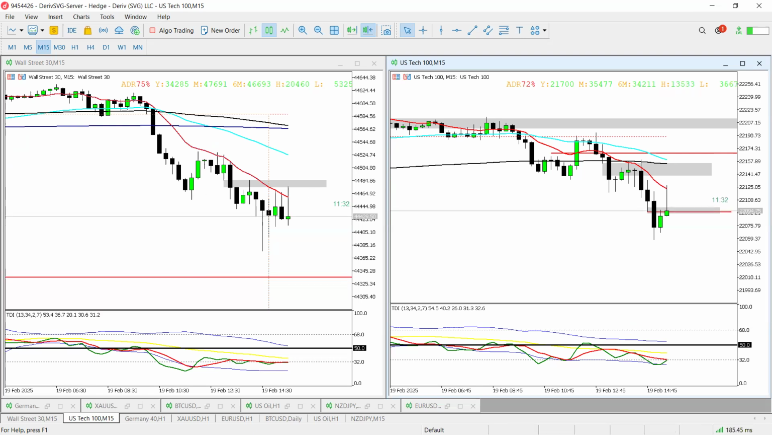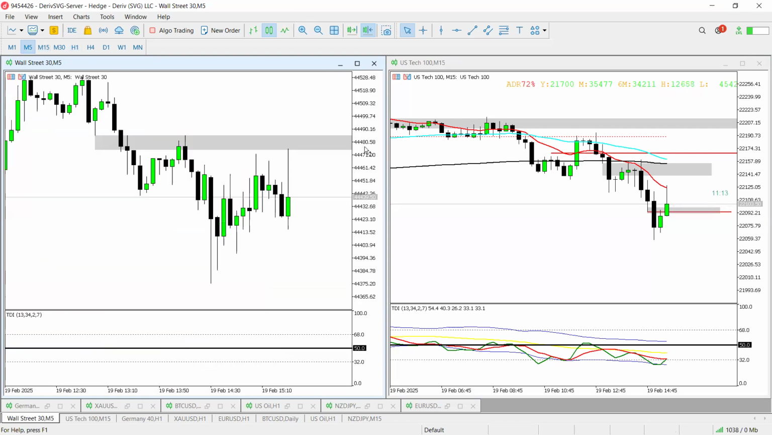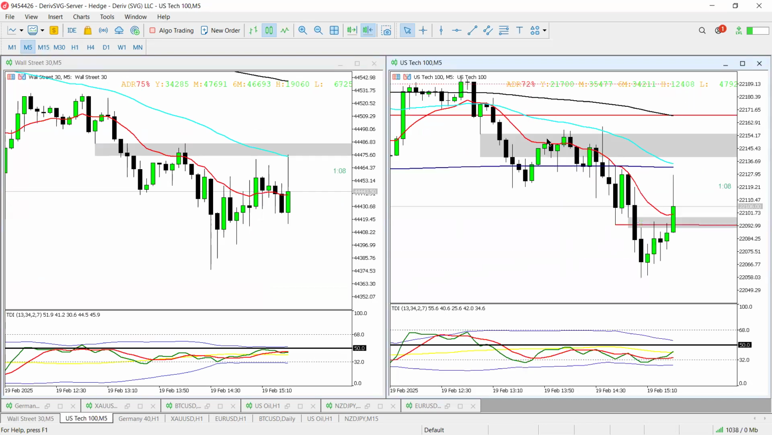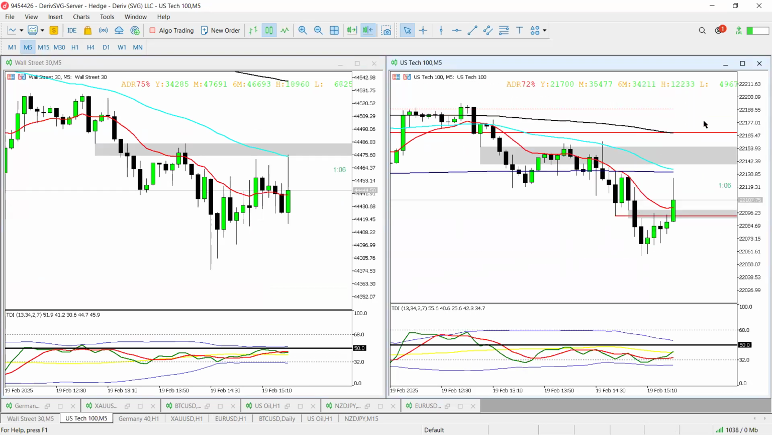Isn't it crazy? These guys look like they want to drop now after taking us out. Okay, M15 closes in about 12 to 13 minutes. Okay, just checking M5. All right.